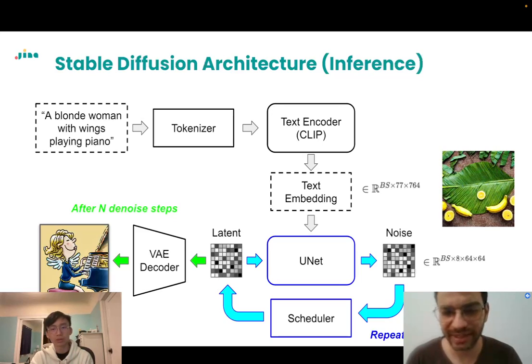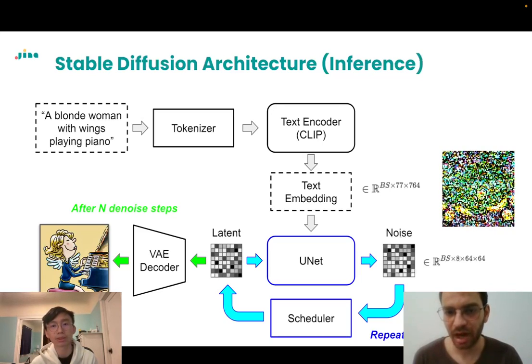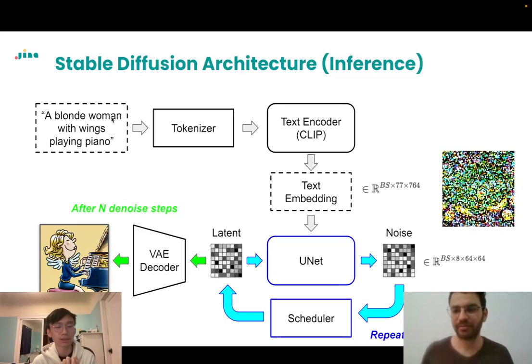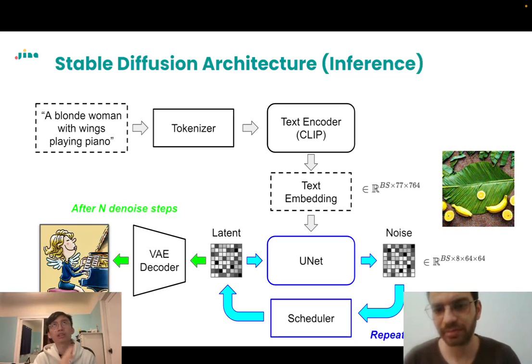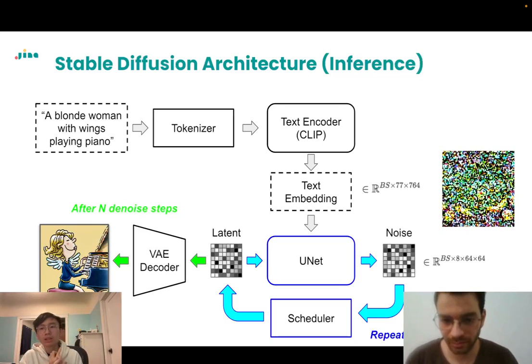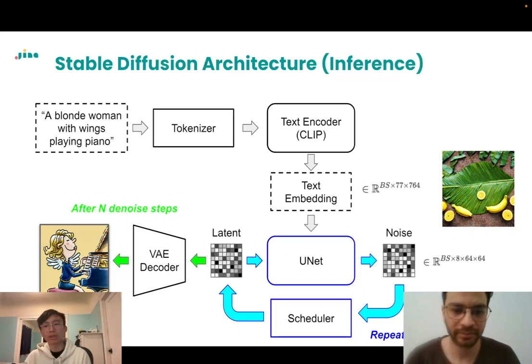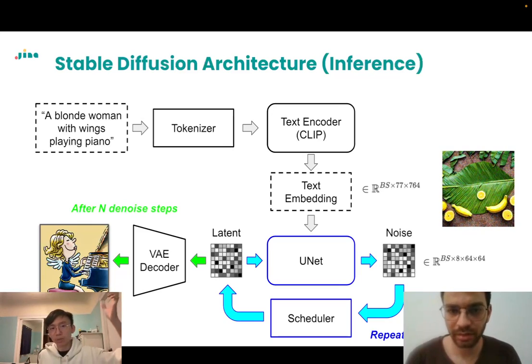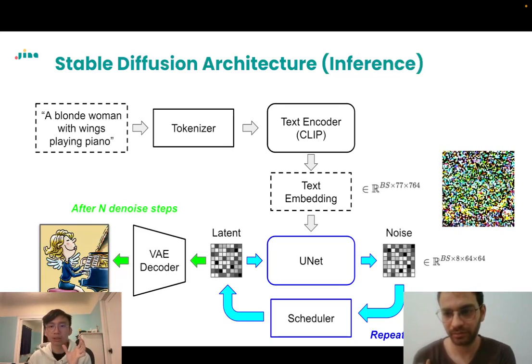Sorry, what is 77? The 77 is the max sequence length for the CLIP encoder. Oh, I see. If the prompt is less than 77, do you still get 77? Yes, you still get 77. It pads up to 77. And if you're more than that, you get truncated. So if you specify a prompt that's too long, it won't know what you said at the end.